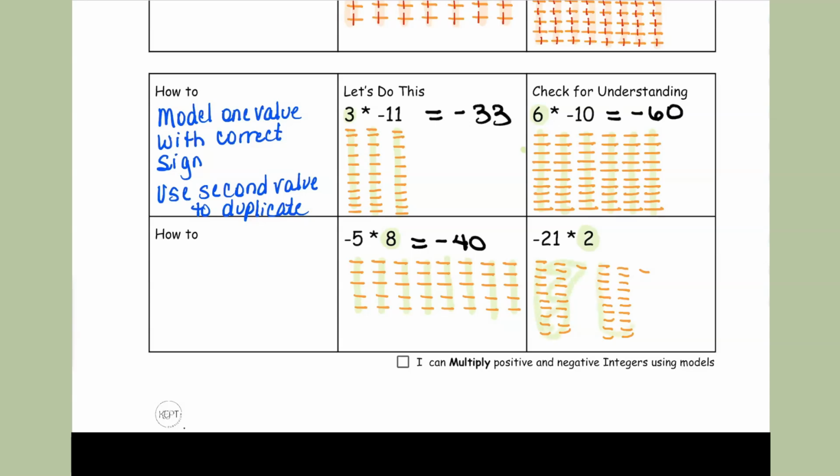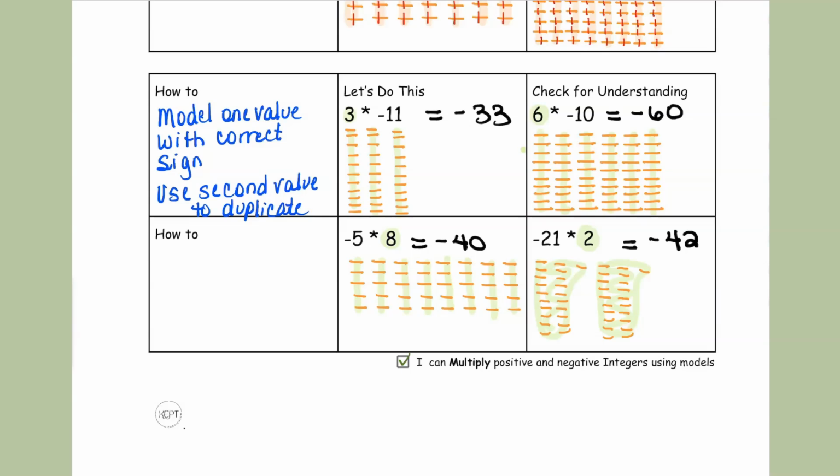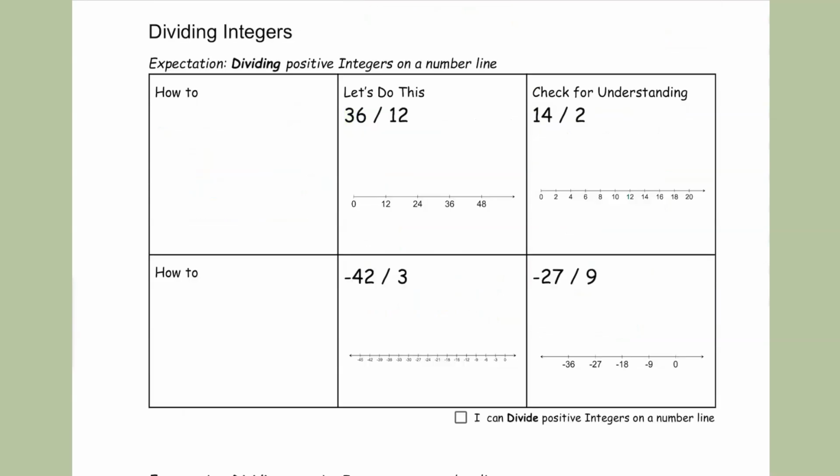So this is my first time. This is the second time. How many negatives do I have there in total? Well, I have a negative 42 there. I have 42 negatives there. Great job. If you feel like you can multiply positive and negative integers using models, go ahead and give me a check.